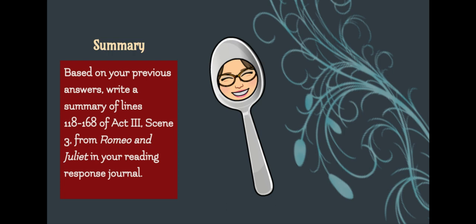Now, using your answers to the questions, you will write a summary of lines 118 through 168 of Act 3, Scene 3 of Romeo and Juliet, and you will locate imagery used in these lines in your reading response journal. You will have 5 minutes to complete this activity.